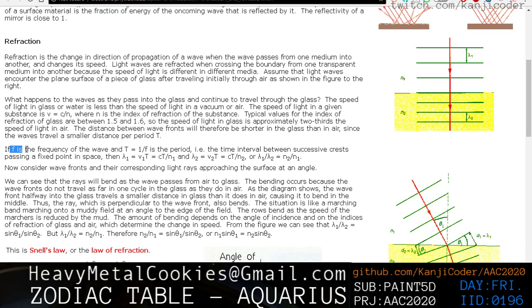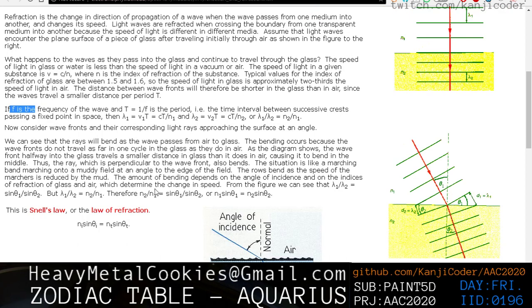Okay? If f is the frequency of the wave and T equals 1 divided by f is the period, i.e. the time interval between successive crests passing a fixed point in space, then lambda 1 equals v1 T equals cT divided by n1, and lambda 2 equals v2 T equals cT divided by n2, or lambda 1 divided by lambda 2 equals n2 divided by n1. A whole bunch of stuff I can't comprehend.